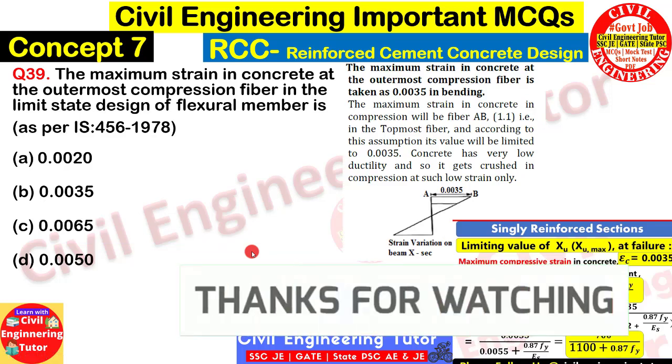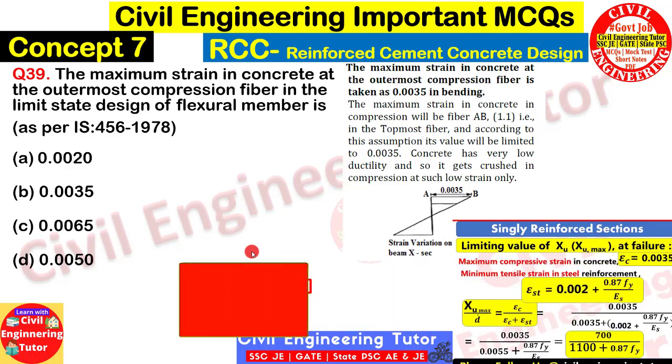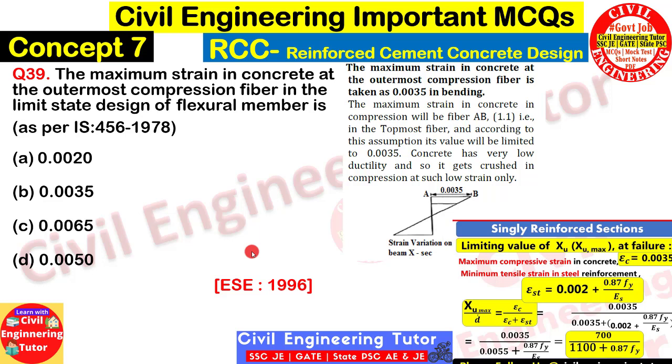Now question number 39, and this is another concept, that is concept number 7. Let me read this question first. The maximum strain in concrete at the outermost compression fiber in the limit state design of flexure member is, as per IS 456. This is a very theoretical and very important question. You have to remember this value, 0.0035. So here the correct answer will be 0.0035.